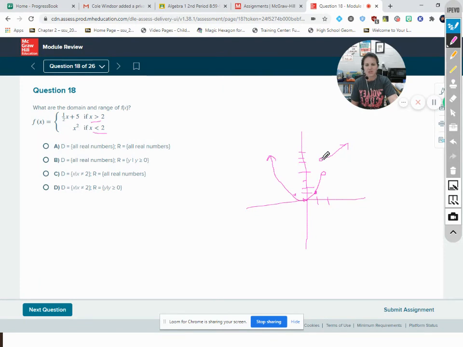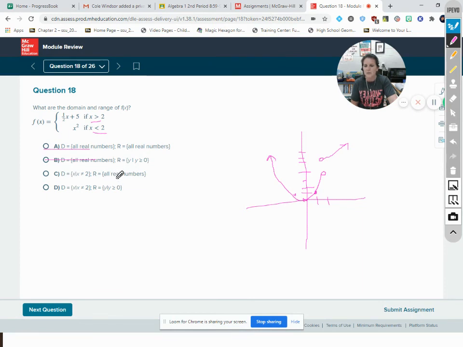I had to make some adjustments here. So it says all real numbers for A and B. I'm going to automatically rule those out because it's not all real numbers. There's no value of x equals 2. Ever. Look at this. X cannot be 2. So it's got to be C or D.